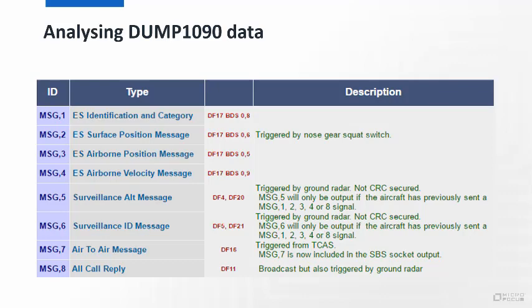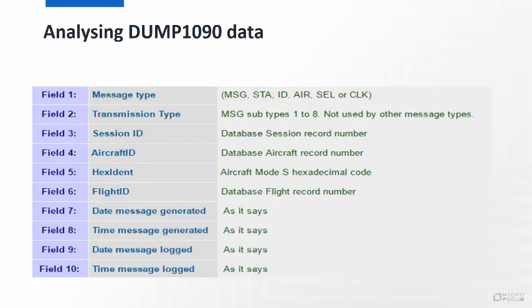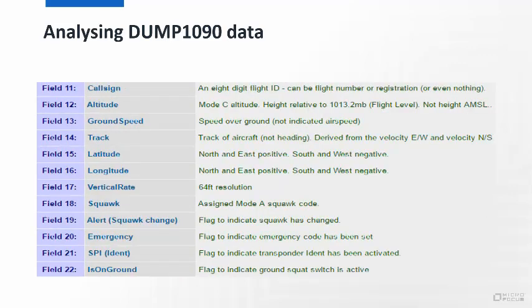Supplied here mainly for reference, you can see the various message types that are picked up by the receiver. These include extended squitter information and category and surface and airborne position messages. Each of the message types deliver a varying number of fields, 22 in total. Some of these fields seen here include the hex ident and date and time the message was generated. And here we have the call sign, speed, track, longitude and latitude amongst others.